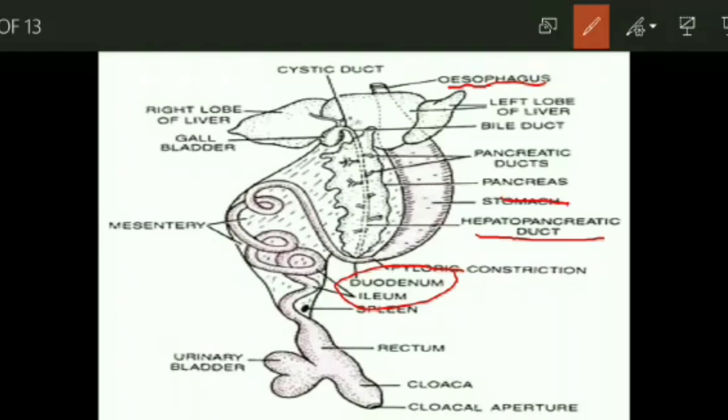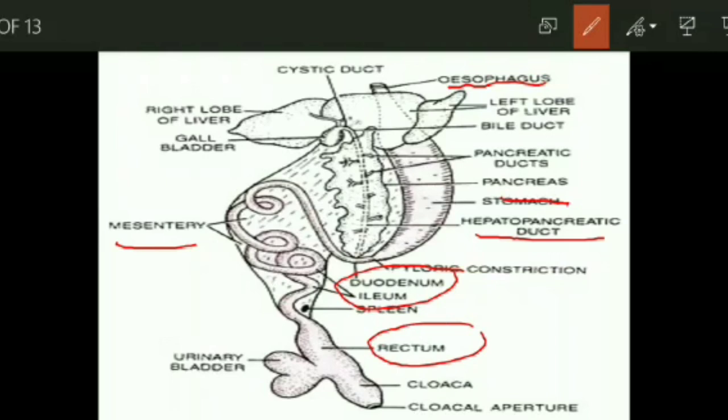And just you see one more thing, there is a fold called mesentery. You can see the fold. Mesentery is a fold that holds the small intestine. It's a fold arising from body wall. In the mesentery, you can see pancreas is present, and pancreas has pancreatic ducts. Already I told you they combine with hepatic ducts or ducts from liver to form the hepatopancreatic duct which opens into duodenum.